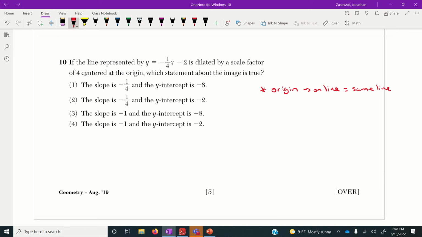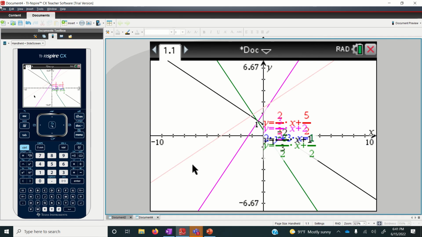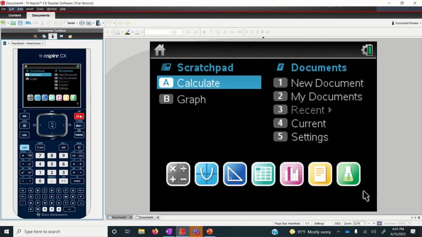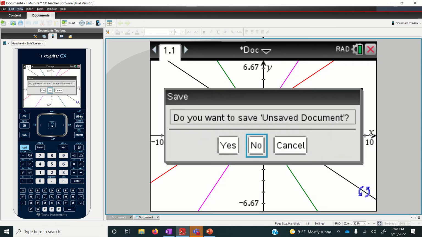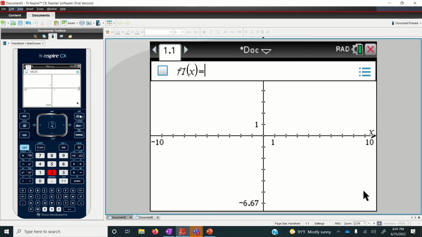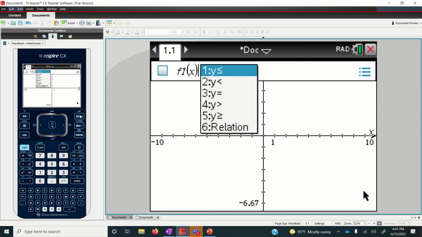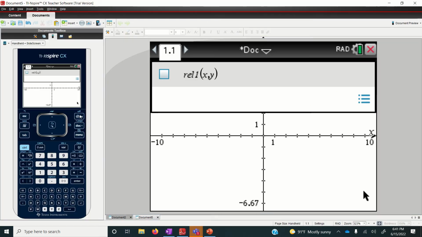Now, if the origin is not on the line, it's going to be parallel, okay? And the y-intercept gets multiplied times the scale factor, times 4. So same slope, y-intercept times 4. So all we have to do is, once again, grab our calculator. Let's grab a new page here. We're going to delete the equal sign again if we need to. Just click relation, and then we can type in exactly what we see.